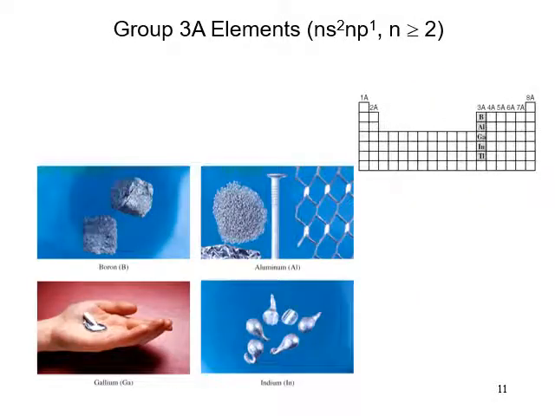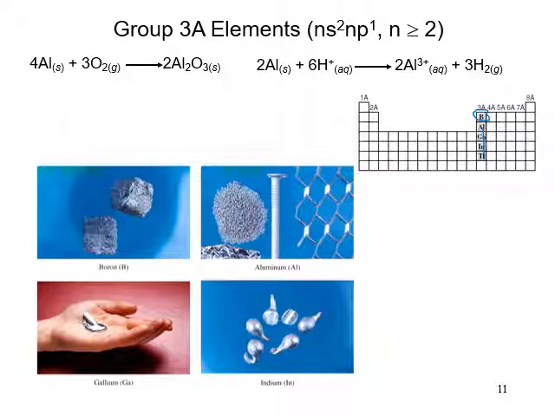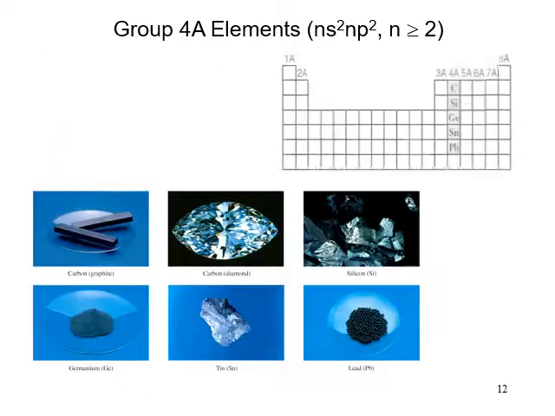Group 3A: boron, aluminum, gallium, indium, and thallium. They're mostly metals; boron is a metalloid, aluminum is a metal, and all of these are metals here. Aluminum can react with oxygen to make aluminum oxide. That's what's on the surface of your aluminum foil. It's hard to get aluminum to react sometimes because it's got this oxide on the surface. But when you do get it free, it does react with an acid solution to make hydrogen gas, just like the others.